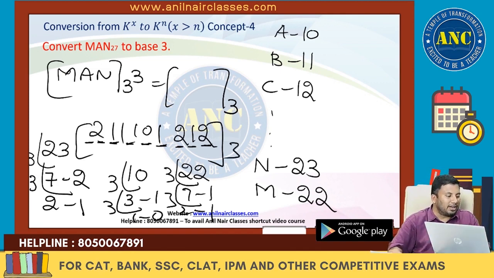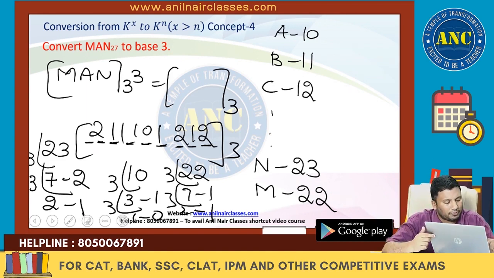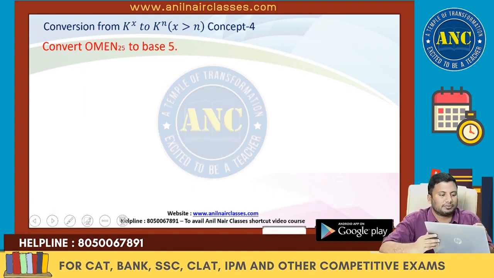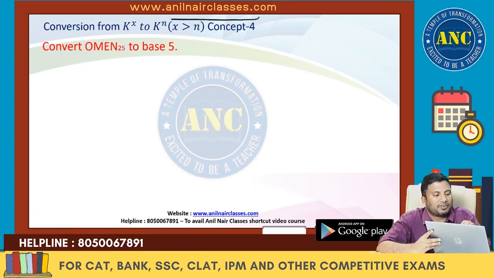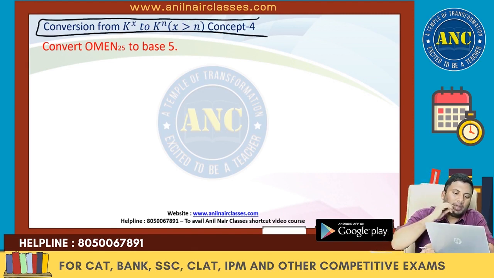It's very easy to understand. Conversion from k power x to k power n is extremely easy. Just convert into the base system. Depending upon the powers, give that many values and write down as it is. There is no major complication required. Now the reverse case: conversion from k power x to k power n, where x is greater than n.